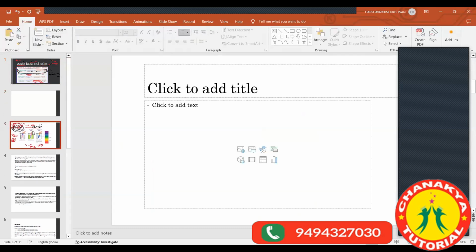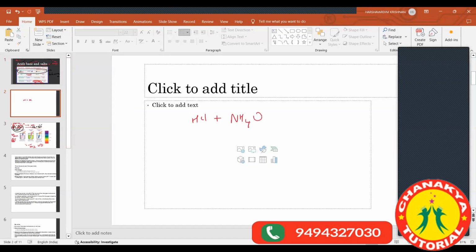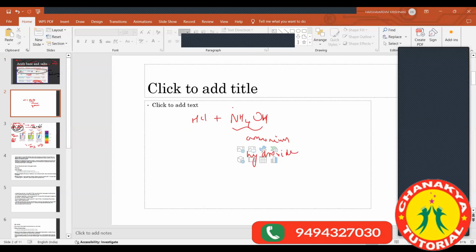Wait a minute. Okay, the second equation is like HCl. You have HCl plus a weak base, NH4OH. So what is the name of NH4OH? Just now I told you, ammonium hydroxide. Yeah, NH4 is there, so it's ammonium for sure. OH is the OH group.